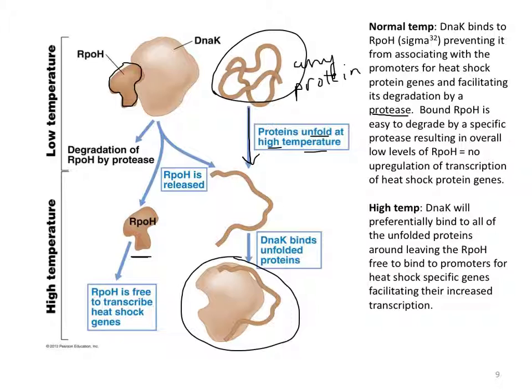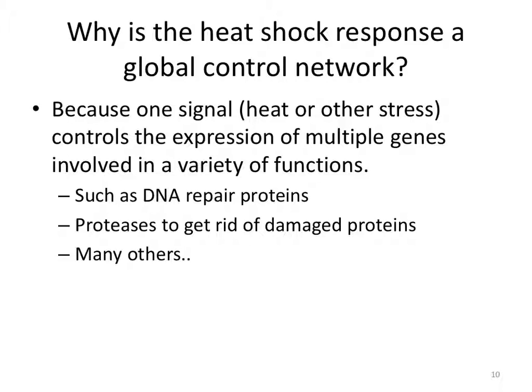So heat shock proteins is another example of a global control system. Why would that be? Why would heat shock response be a global control network or regulatory system? Because one environmental signal, heat or other stress such as UV exposure, also radiation exposure, would trigger this, will result in altered expression of multiple genes that encode proteins that do a variety of functions in the cell.